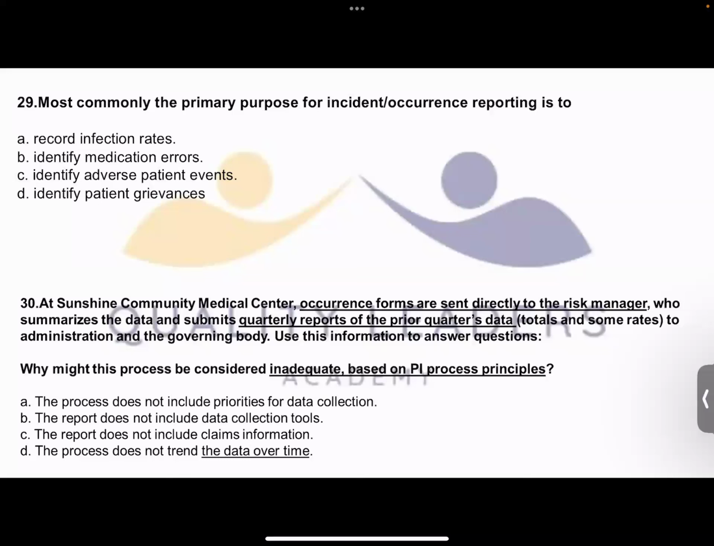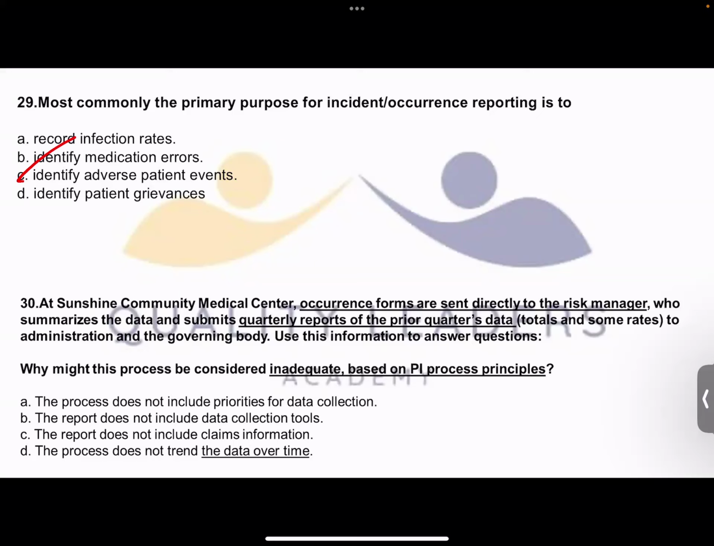Identify patients' adverse events. Yes, very good. Okay, it's letter C. Identify adverse patient events, because the primary purpose of the incident or occurrence reporting is to identify adverse patient events, which include any unintended harm to a patient as a result of medical care or services provided. Okay, let's proceed.